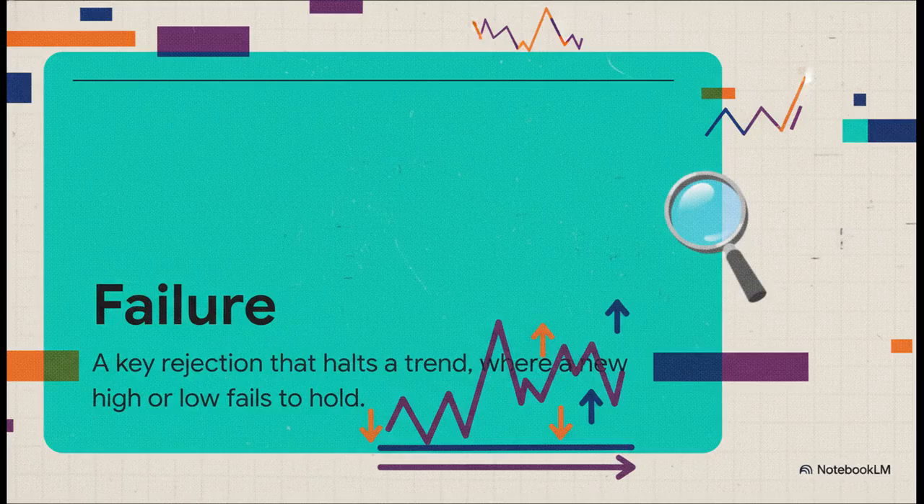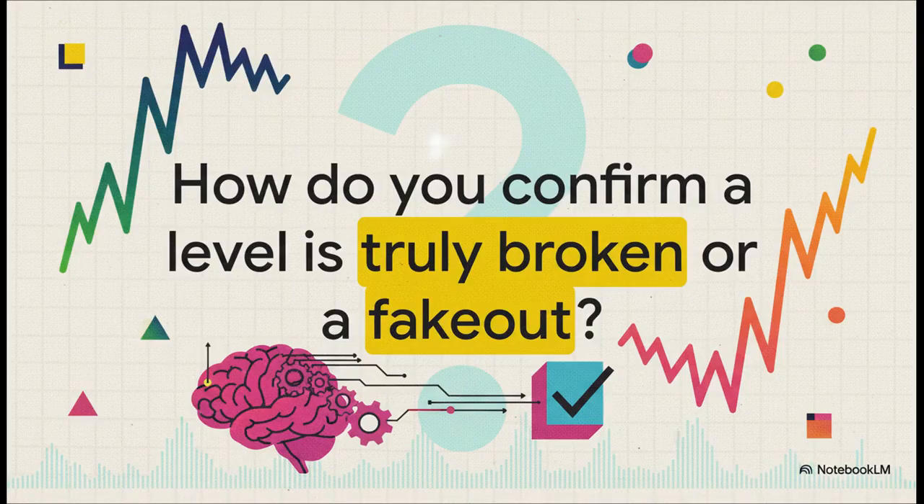The single most important signal on your map is what we call a failure. And this isn't some vague feeling. It is a very specific event. The market pushes to a new high or a new low, but it just can't hold it. It gets smacked back down. That is the market, in no uncertain terms, telling you that the momentum is dying and the trend is in big trouble.